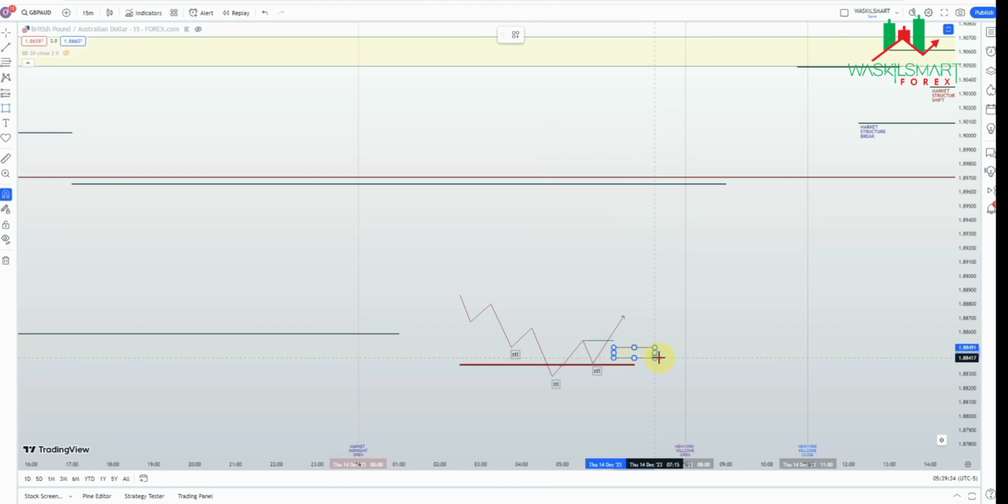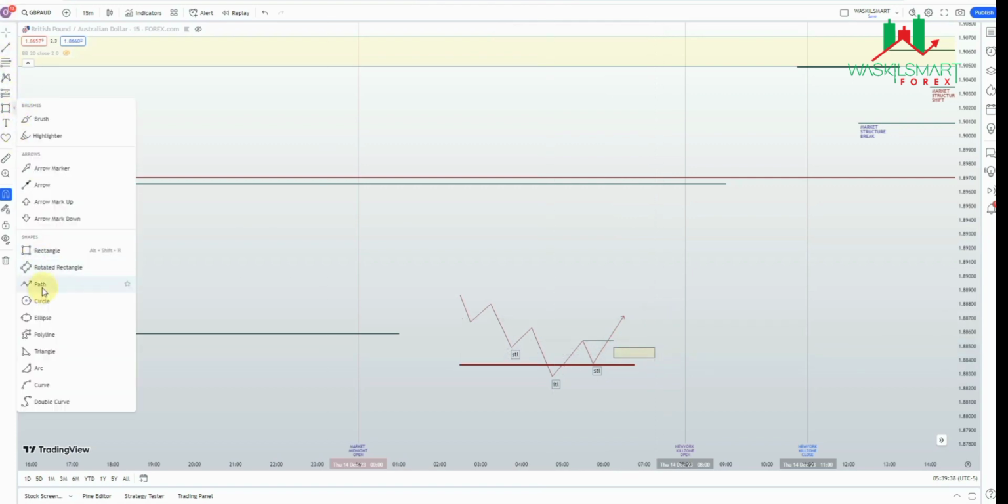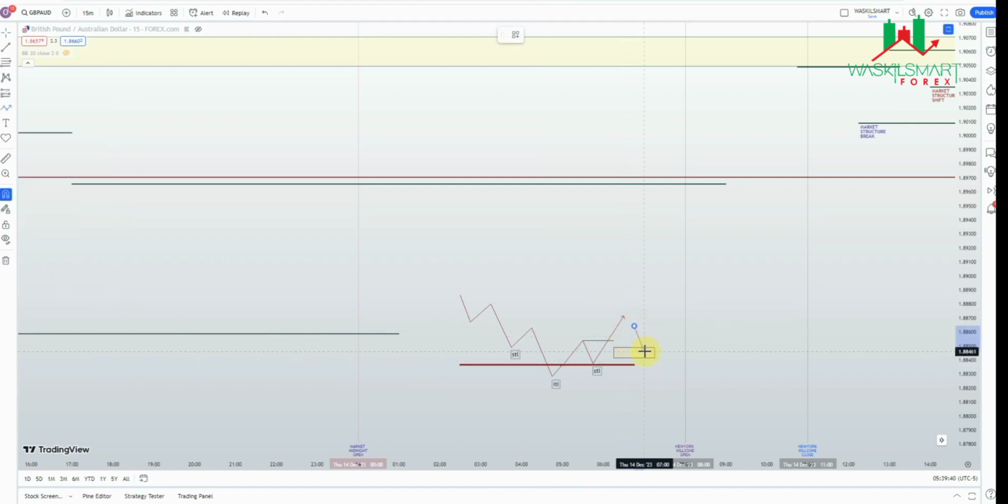So let's say we have a fair value gap here now. I have to allow market to come down back into the fair value gap, and then go up. So that is a logical aspect of this strategy, and that is what this strategy is all about.